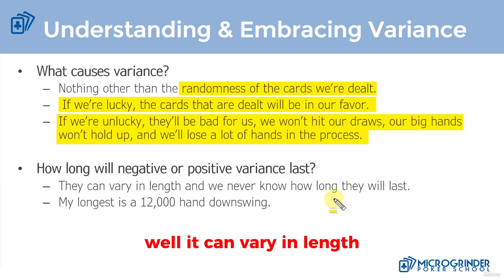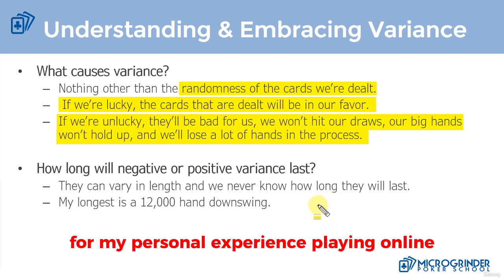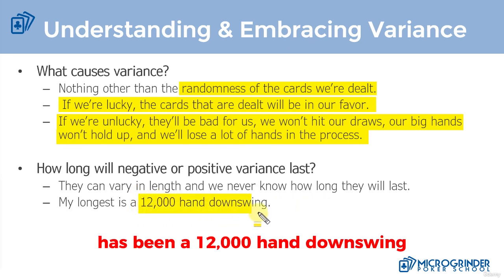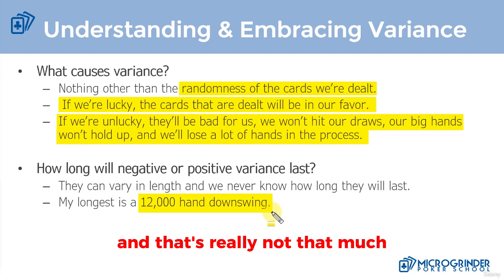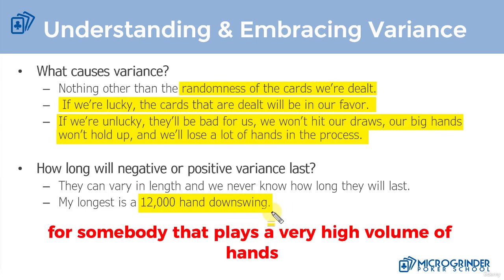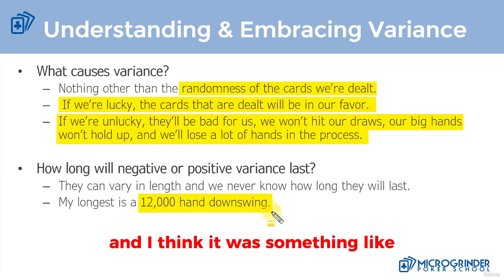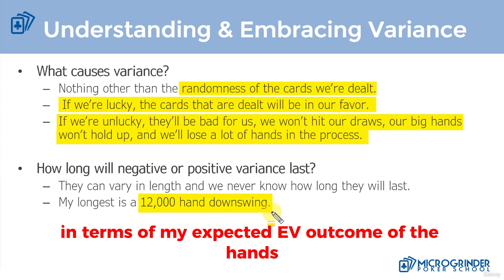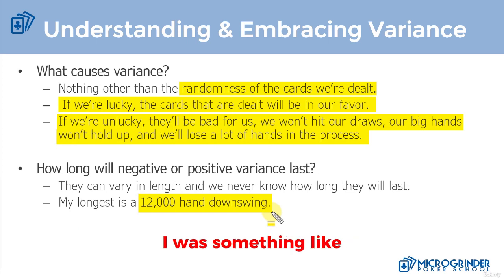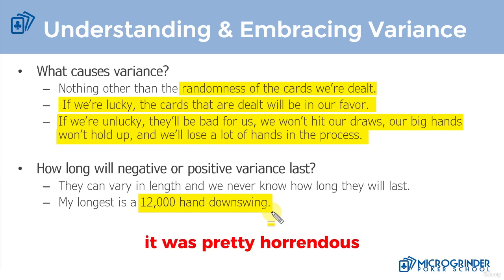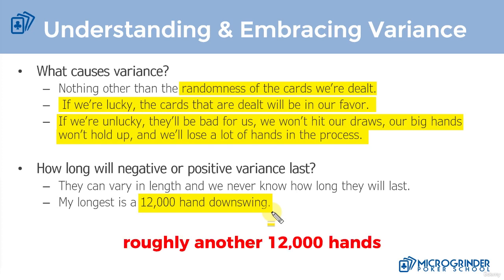Well, it can vary in length, and we really never know how long it's going to last. From my personal experience playing online, my longest downswing has been a 12,000 hand downswing. That's really not that much for somebody that plays a very high volume of hands. To give you perspective, this happened, I believe, in 2017. In terms of my expected EV outcome, I was something like 15 or 20 buy-ins under my expected outcome in 12,000 hands. It was pretty horrendous. And it took me roughly another 12,000 hands just to get back to break even.